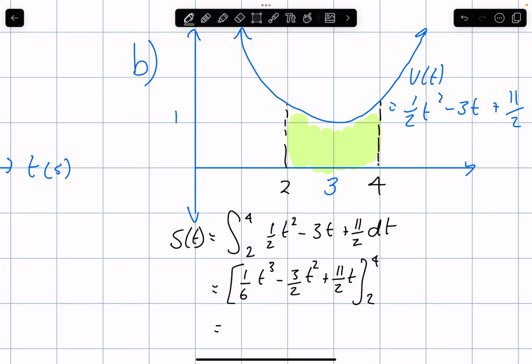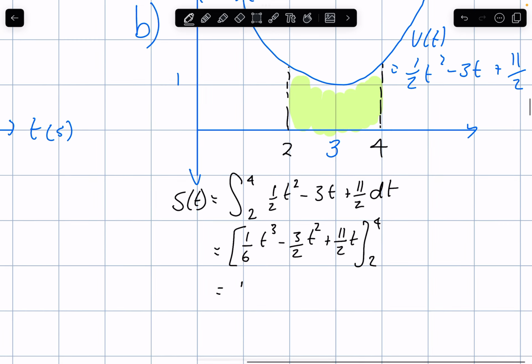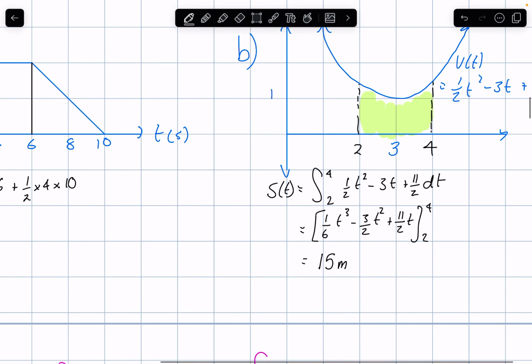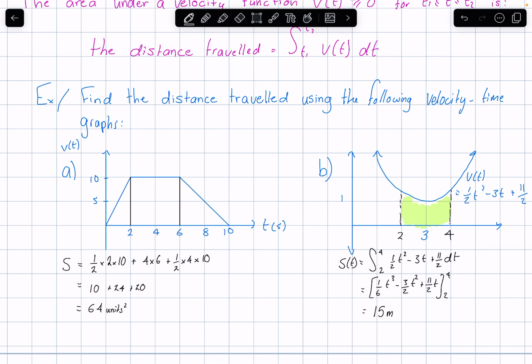Instead of boring you by expanding out like I did in the last video, I'm just going to quickly calculate this on my calculator. You're more than welcome to have a go as well, just to make sure that you're getting the same value as I am. Once you have a definite integral, it's worthwhile always putting it on the calculator to check anyway. So 2 to 4, and that gives me 15 meters. Displacement's in meters. So nice and simple, just find the area under the curve, another application.